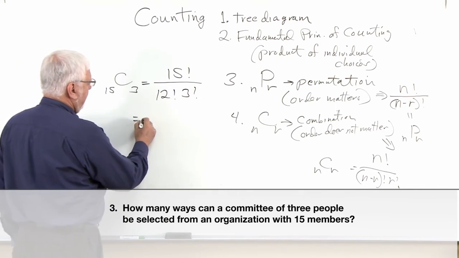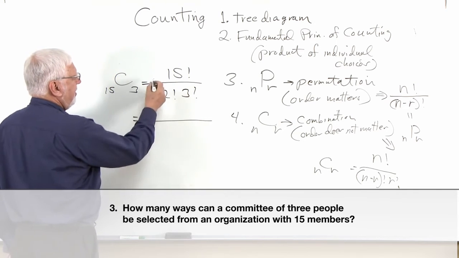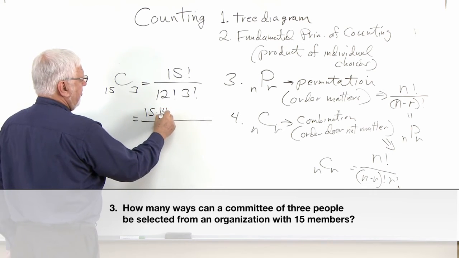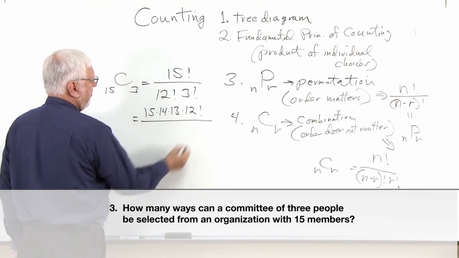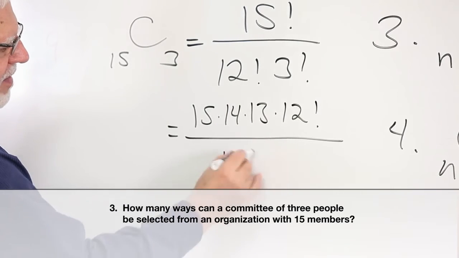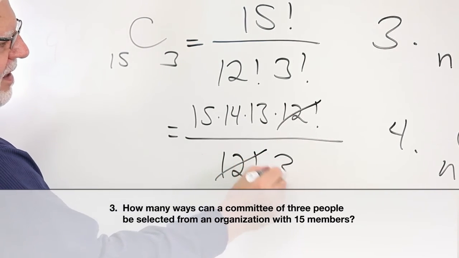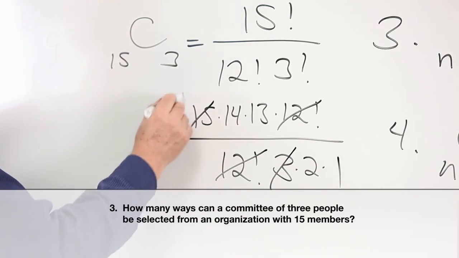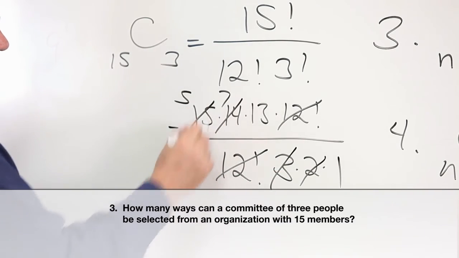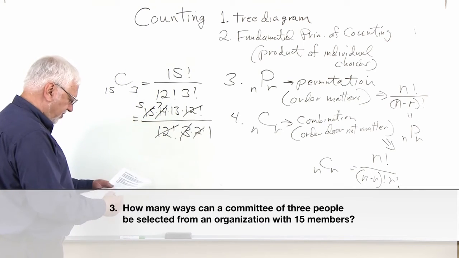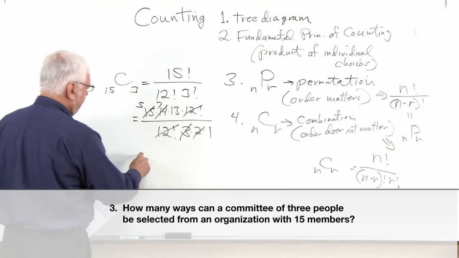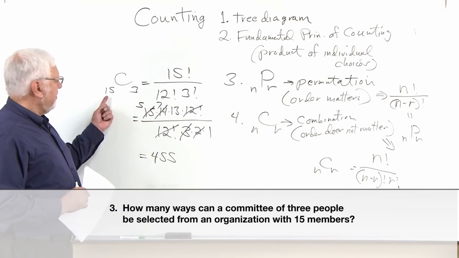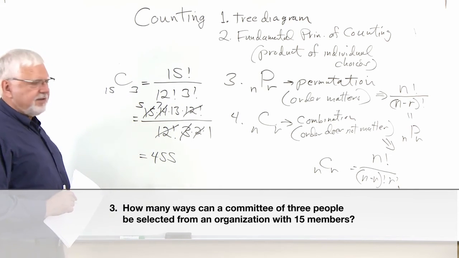Now let's see if there's an easy way to do this. You can do this all in your calculator, but I grew up doing these by hand, so I think they're not that bad. 15 times 14 times 13 times 12 factorial. Well, you already got a 12 factorial down here, and you can cancel those. And then what's 3 factorial? 3 times 2 times 1. Well, I can take the 3 and go in there 5 times, the 2 go in there 7 times. So then all I got to do is multiply those out, and I got 455 different ways of selecting a committee of 3 out of a club of 15 people.